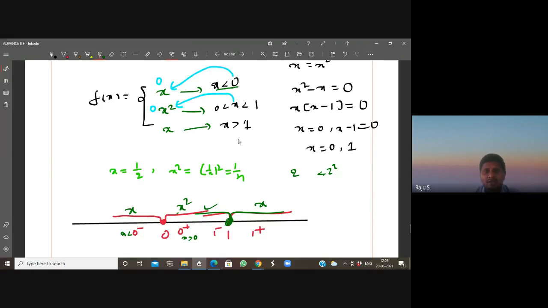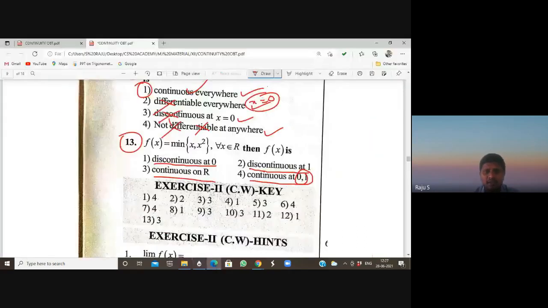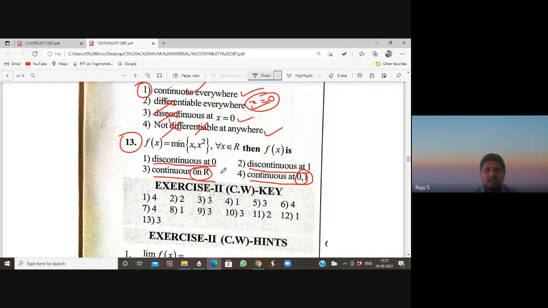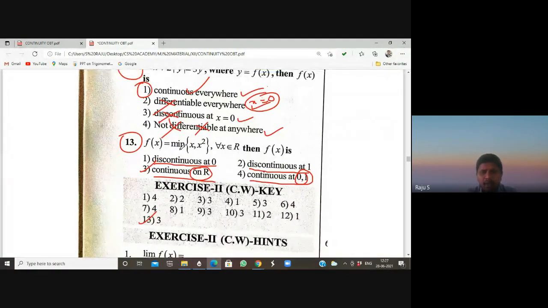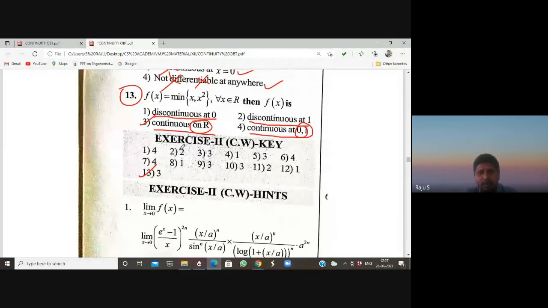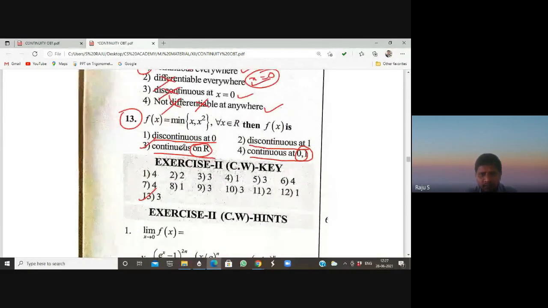At 1 also, when I substitute 1, 1 square is 1, and substituting 1 in x gives 1. So it is continuous everywhere, which means continuous on R, right? A simple question, we have to check that. I checked at the particular values 0 as well as 1, and we got that it is continuous. Any doubts in classwork 2?